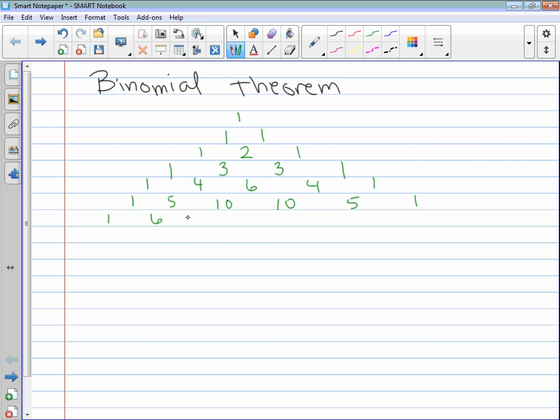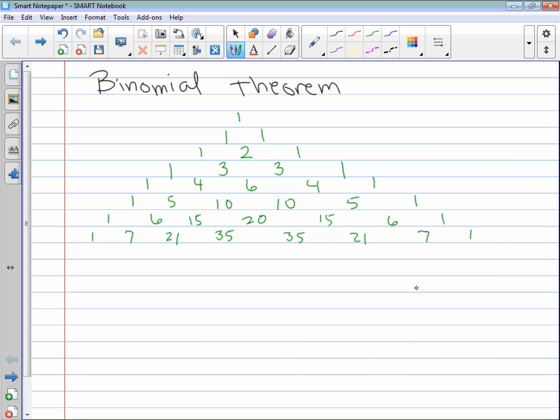1, 6, 15, 20, 15, 6, 1. Can you see it yet? I see some smiles, but I don't know if they're for the right reason. All right, help me out. Next row: 1, what's next? 7 then. 21 then. 35 then. 35 then. 21. 7.